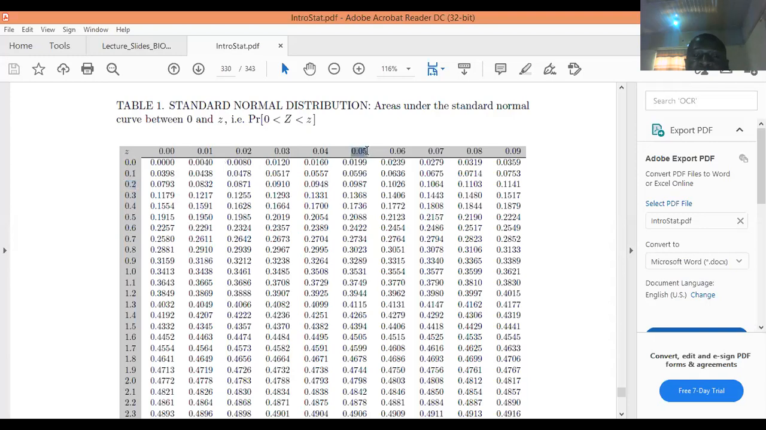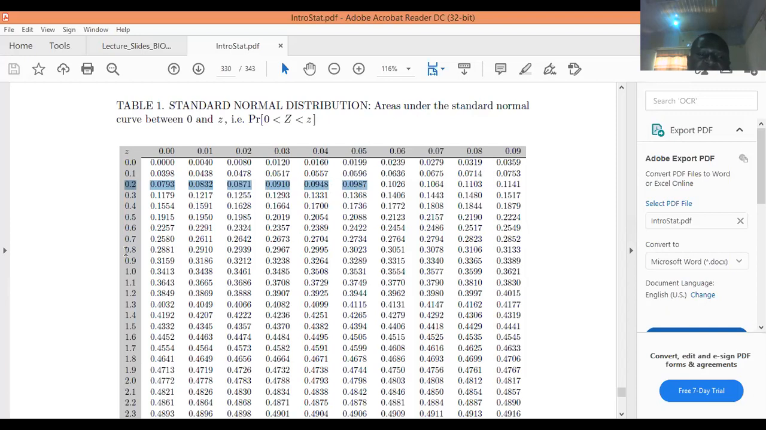So 0.05 is here. Now 0.2, trace that and see what you are going to get. 0.2 up to 0.5. So you can see we are going to get 0.0987. And that is the value for 0.25. Then we read also 1.75.